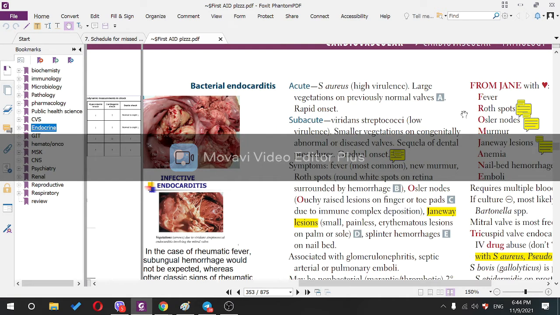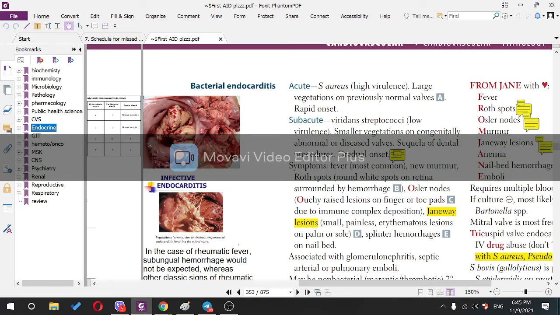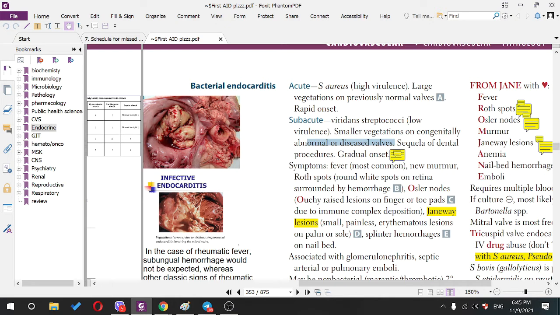And the subacute form of bacterial endocarditis includes viridans, but this one is low virulence. What does that mean? It will not affect a normal valve. It must affect an abnormal or a previously diseased valve, okay? So there will be smaller vegetation on a congenitally abnormal or a diseased valve. So congenitally abnormal, this includes what? MVP, for example, mitral valve prolapse, or someone with a bicuspid valve, or someone who, for example, has coarctation of the aorta. You're like, wait.